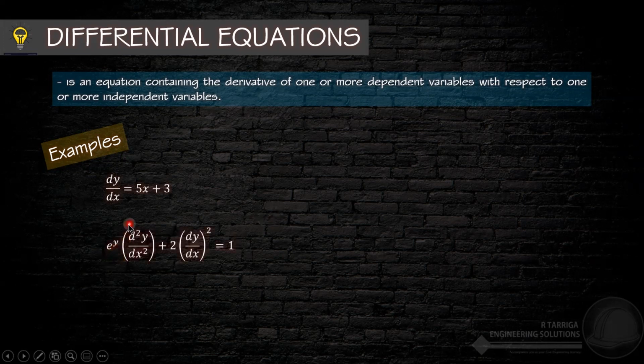Another example is this one: e raised to y, times the second derivative, plus 2 times the first derivative squared, is equal to 1. When the exponent is 2, that is the second derivative, and if it is 3, that is the third derivative, and so on. In this sense, dy over dx is only the first derivative. I'll be discussing the order of differential equations later on.